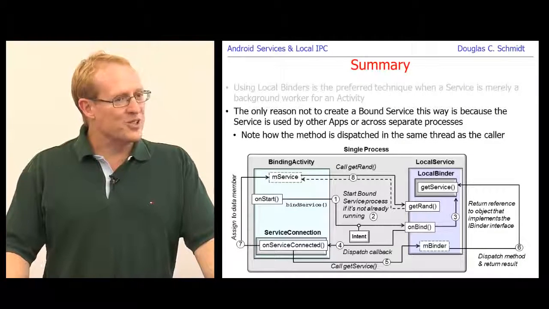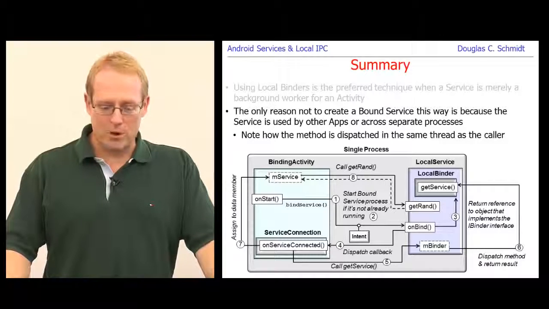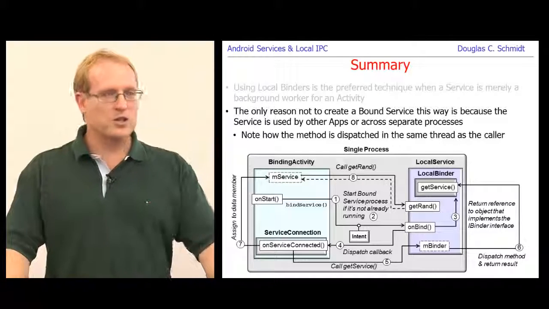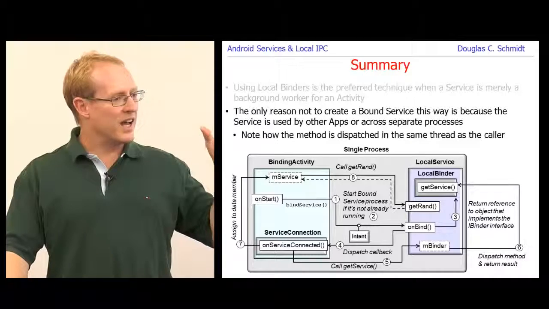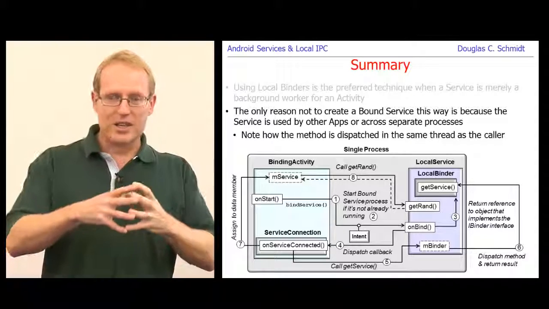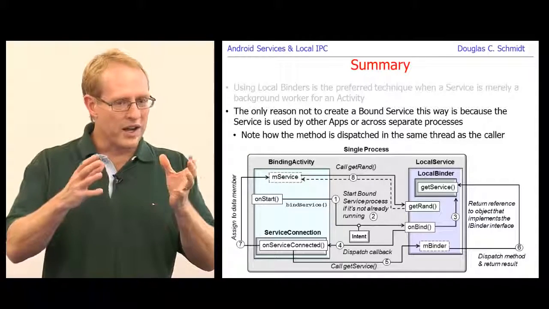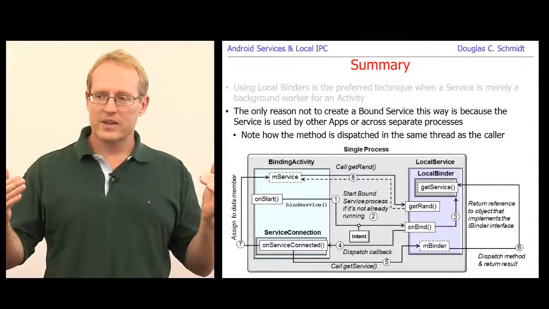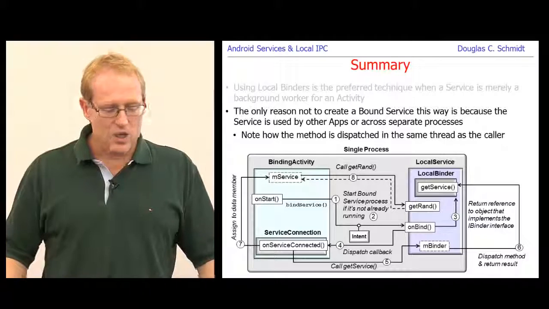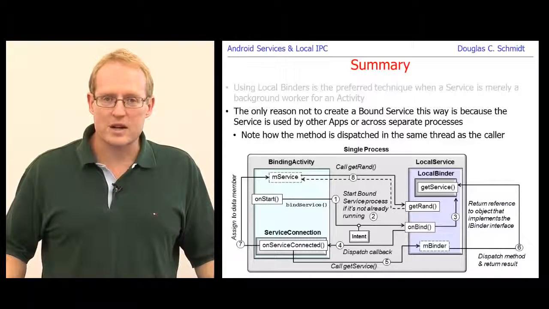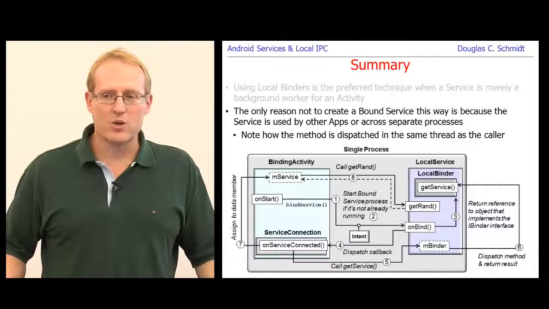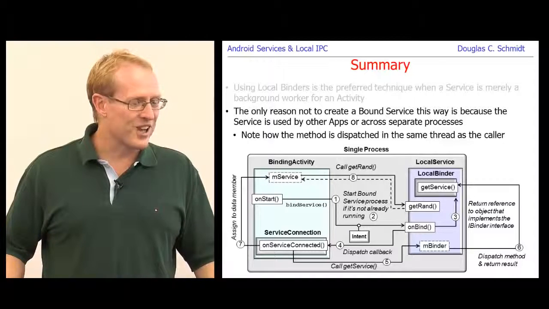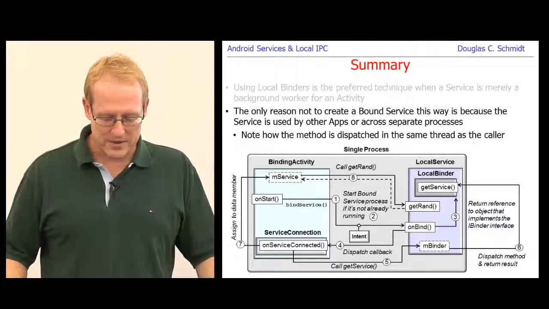The only reason not to do this, the only reason why you would prefer to do something more powerful, would be either because you want the service to be reused by other activities. It's not just a slave to the one activity that's starting it here, but it's meant to be used more broadly, or because you need to be able to dispatch things across separate address spaces. So the local binder approach is not going to work, not going to scale, and you'll have to use something more powerful, which we're going to talk about next.